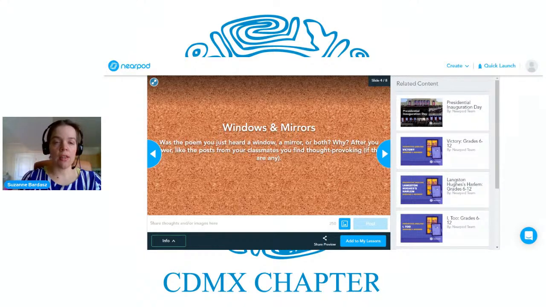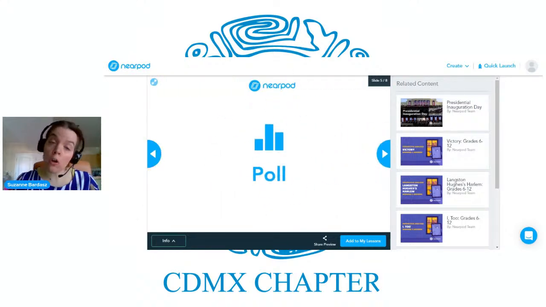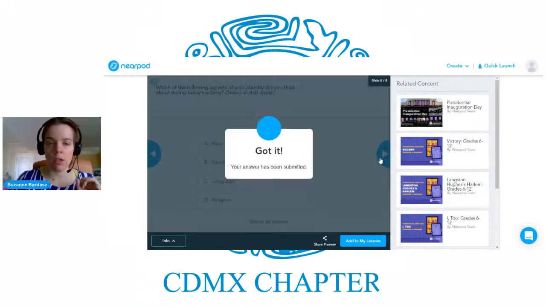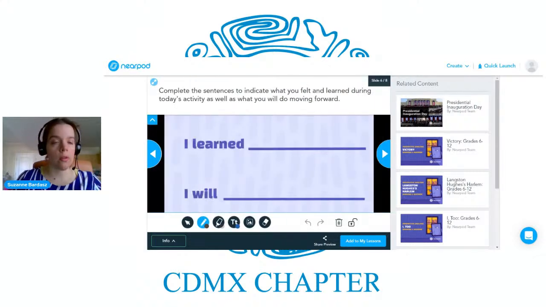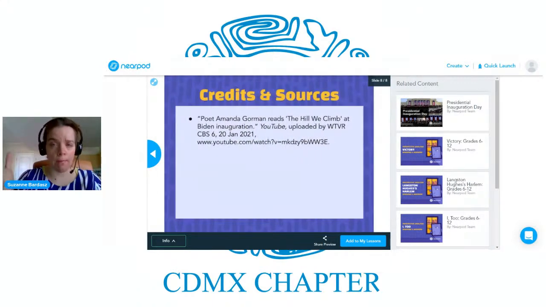Here's a question that the students would respond to. They would type their answers, and their answers would appear on a board. Okay, that sounds interesting. Let me keep going. Okay, there would be a poll. The students would answer which of the following aspects of your identity did we think about during today's activity? The students would choose their answer. And then they would type or write what they learned or what they would do. Okay, sounds interesting. Okay, thank you. And credits and sources. Okay.